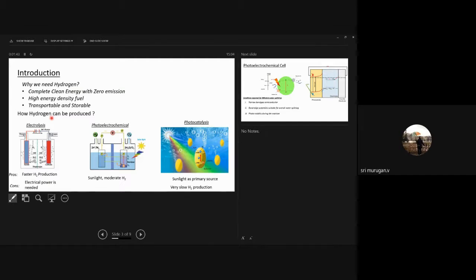So this hydrogen can be produced by three popular methods: one is electrolysis, then the photoelectrochemical method, and photocatalysis methods. All these methods have some disadvantages also. If we first see electrolysis, we know from our childhood, if you use two electrodes and connect them to a DC power supply, depending on the terminals, on one side we will get oxygen and on the other side we will get hydrogen. So here you have to supply a DC supply, which means you have to give a power supply.